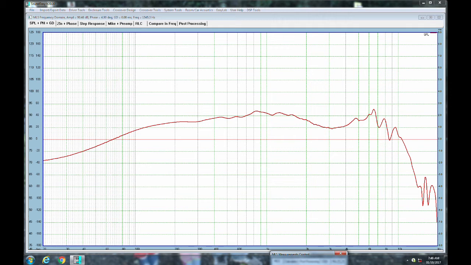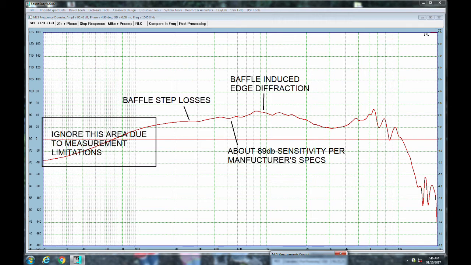It may not look quite as high as the spec sheet because of baffle step losses, but you can see in and around 900 hertz or so, it's actually higher than spec. This is because of some edge diffraction. It adds a little bit of energy here. So sensitivity is pretty much bang on the manufacturer spec, and the overall profile of the frequency response looks to be close to the manufacturer spec as well, in my opinion.